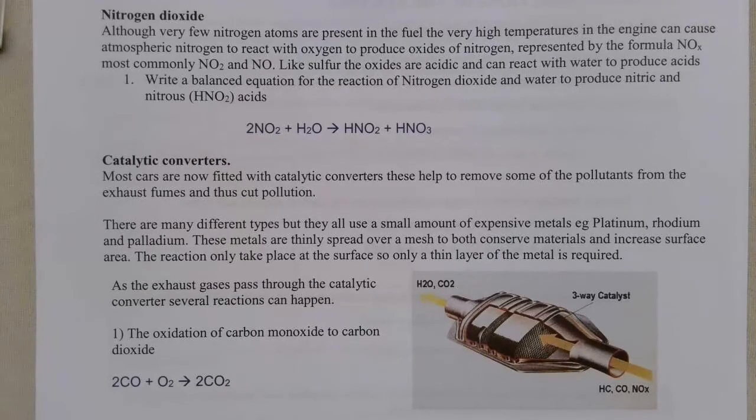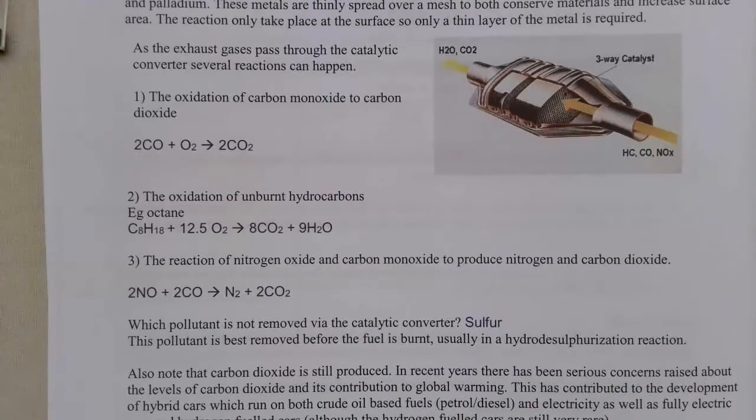Most cars are now fitted with what we call catalytic converters, and these catalytically remove some of the pollutants from the exhaust fumes, and this does things in 3 ways. So firstly, it can convert carbon monoxide into carbon dioxide. Carbon dioxide is still a very powerful greenhouse gas, but it's not as toxic as carbon monoxide.